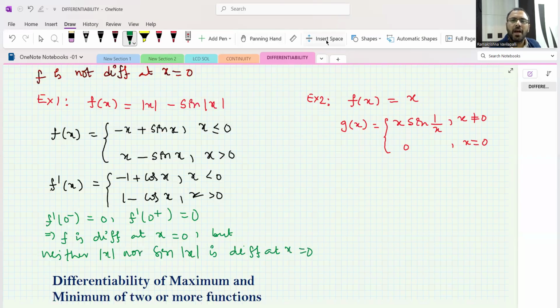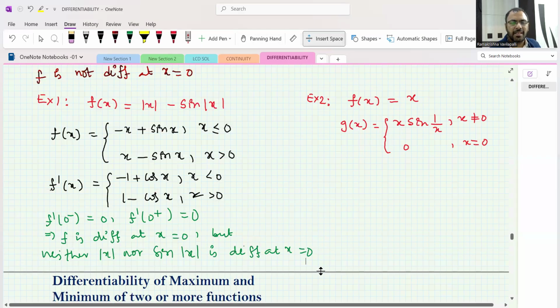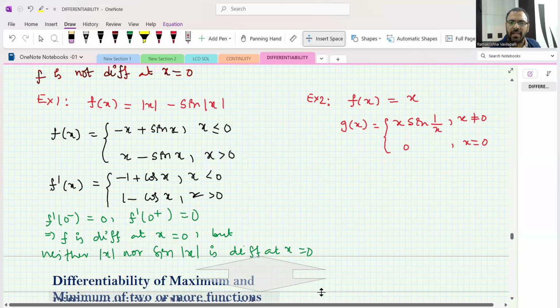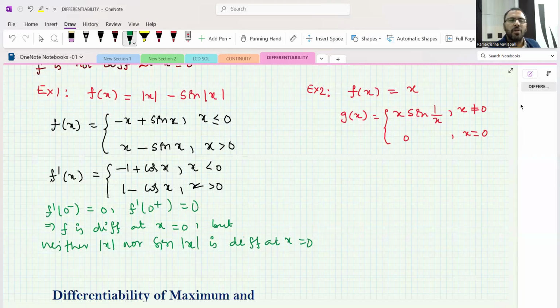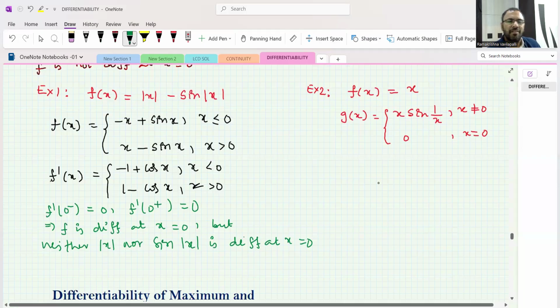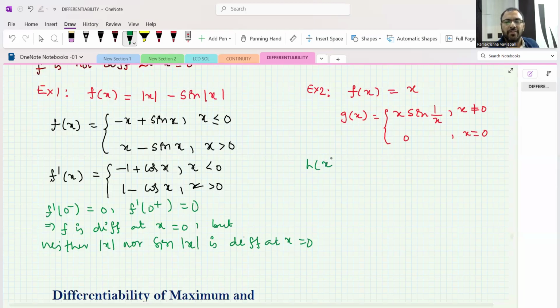Good. Now in a similar manner, I have given this for difference. We can create it for sum also, but here I am going to explain for product. Here you see that h of x is equal to f of x into g of x. So you can write this as x square into sin 1 by x.